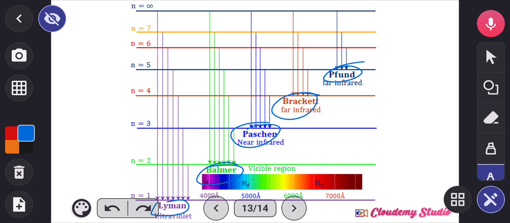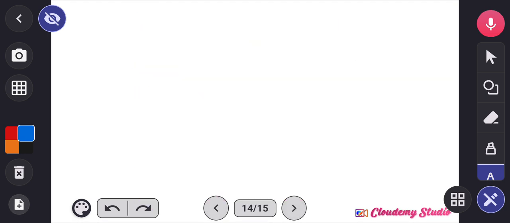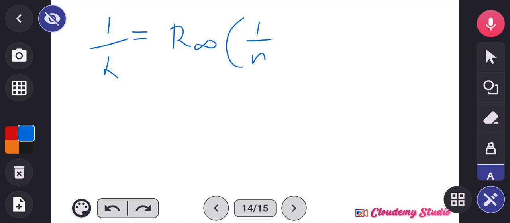Now, in this, we have something we call Balmer's equation. And this Balmer's equation uses a constant known as the Rydberg constant. That equation is 1 over lambda equals the Rydberg constant times, in brackets, 1 over n1 squared minus 1 over n2 squared. We'll be talking about the application of this particular equation later.